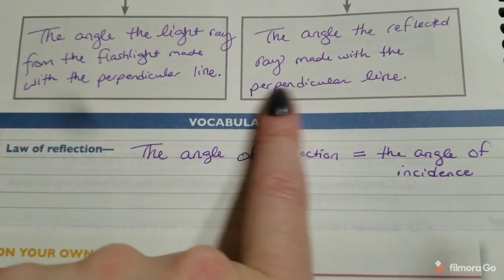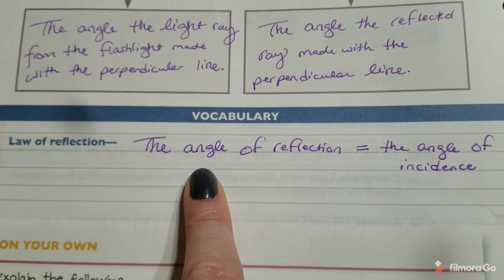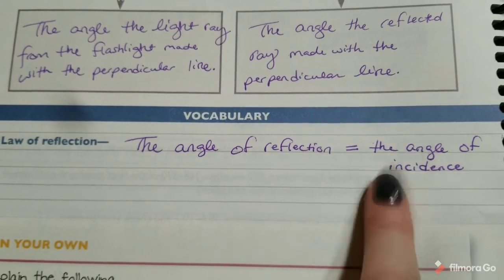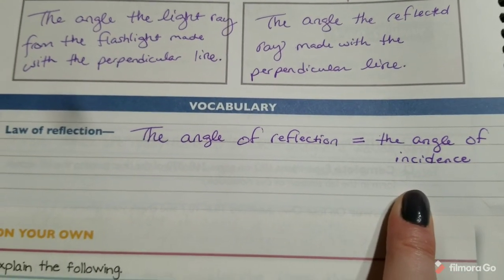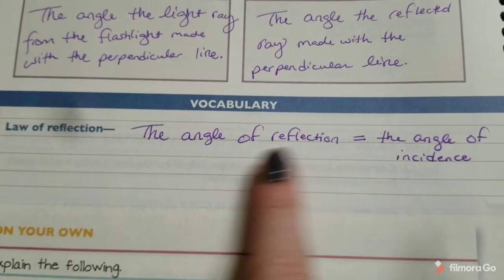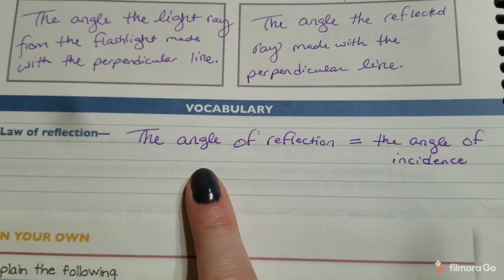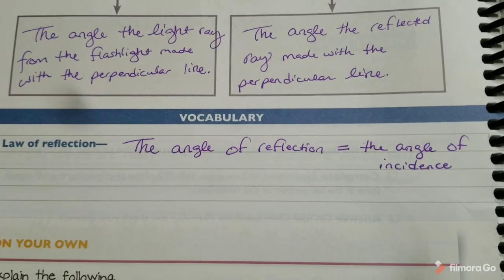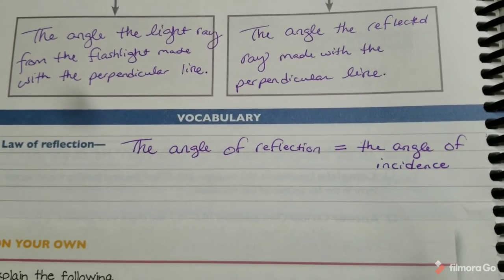Does it mean these two are the same thing? It just means their angles are equal to each other. So if the angle of reflection is 45 degrees, the angle of incidence is 45 degrees. They are going to equal each other. Don't forget, what is the law of reflection? The angle of reflection and the angle of incidence are equal to each other.